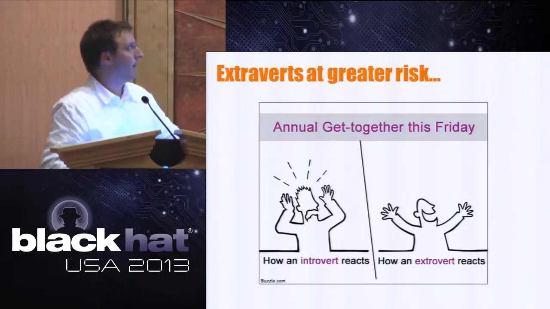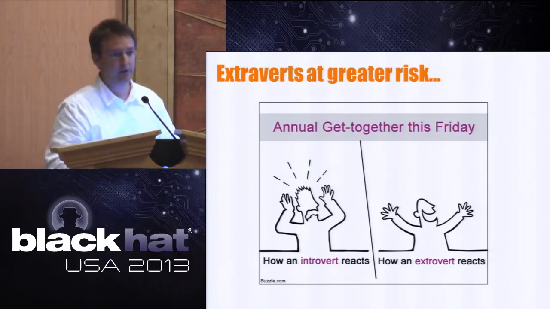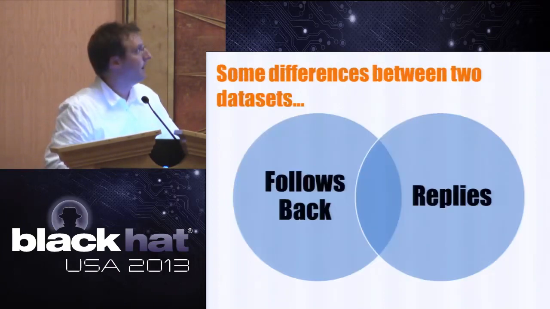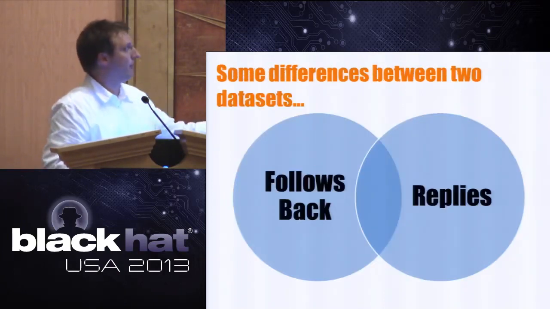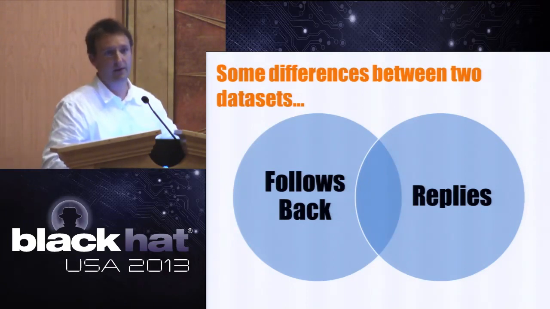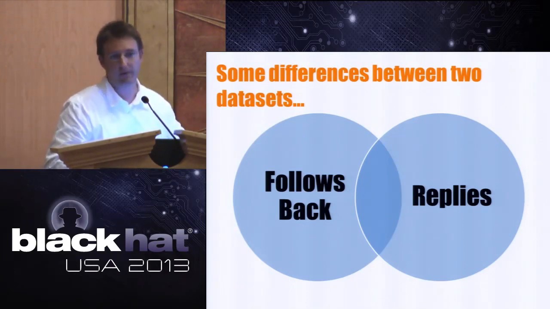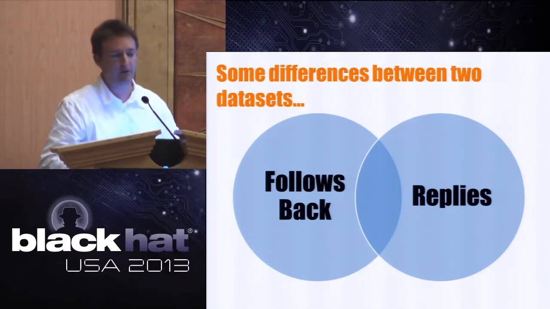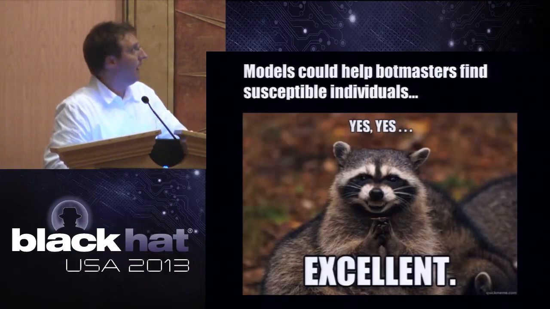So we found that extroverts were essentially at greater risk than introverts from interacting with a social bot, possibly phishing as well. There were some differences between the two data sets as well, but there's surprisingly little overlap. And that could be because people had maybe automated follow back set up or just followed people back willy-nilly, but in terms of interacting, a lot less.